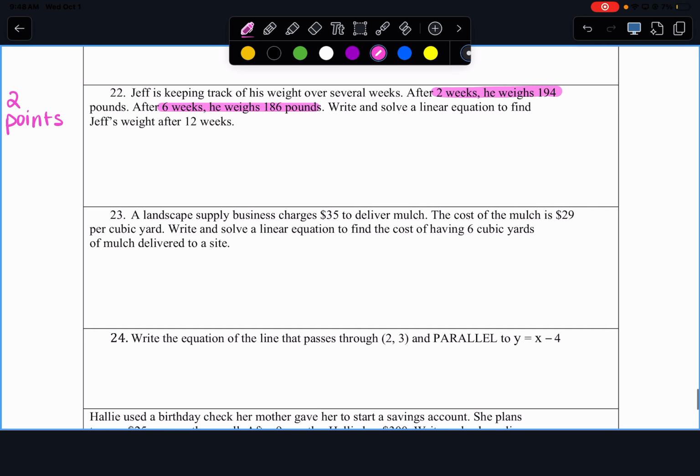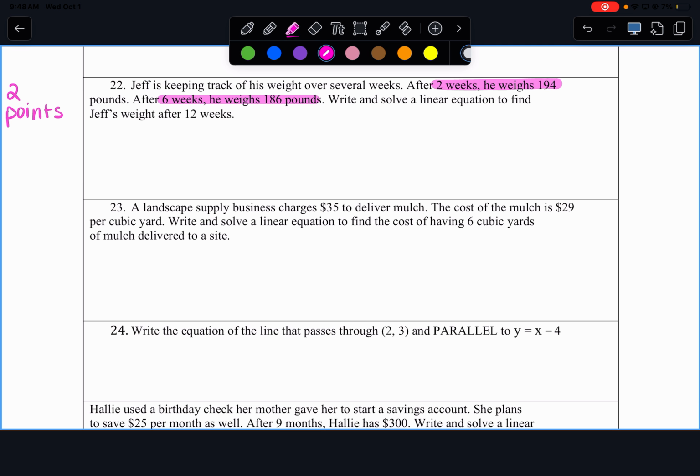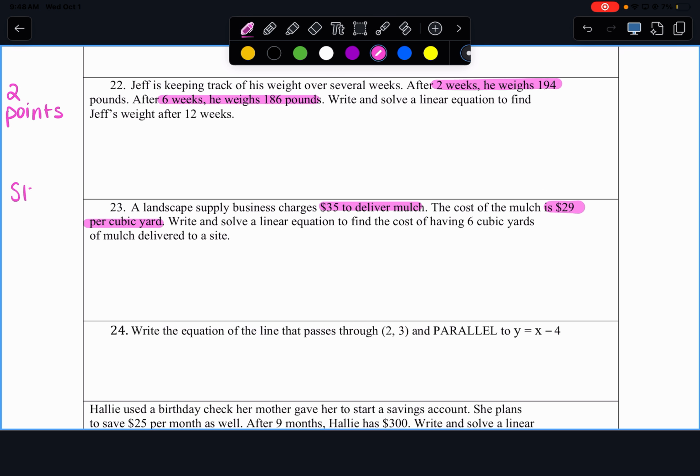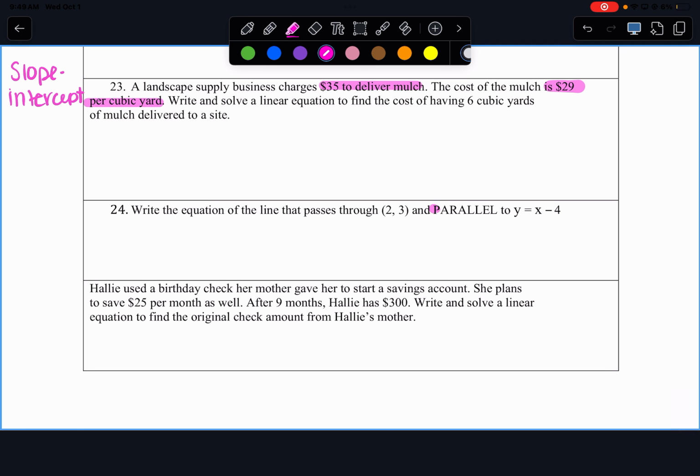Okay, for number 23, it says a landscape supply business charges $35 to deliver mulch. And the cost of the mulch is $29 per cubic yard. So what would this represent? Our y-intercept. So this will be slope-intercept form. All right. Question 24 is parallel. Literally just parallel.